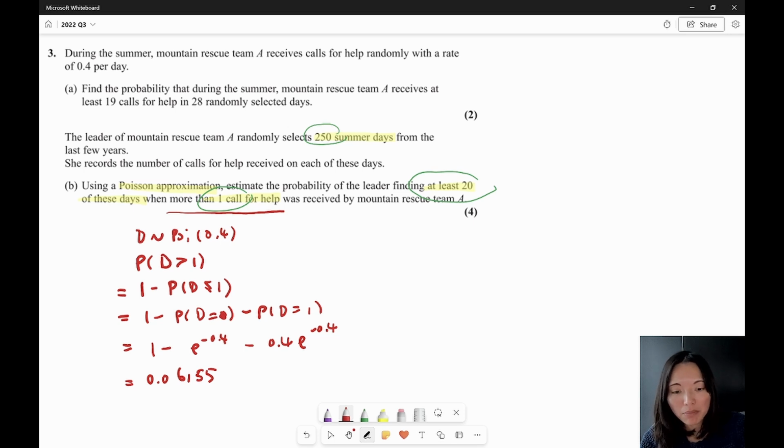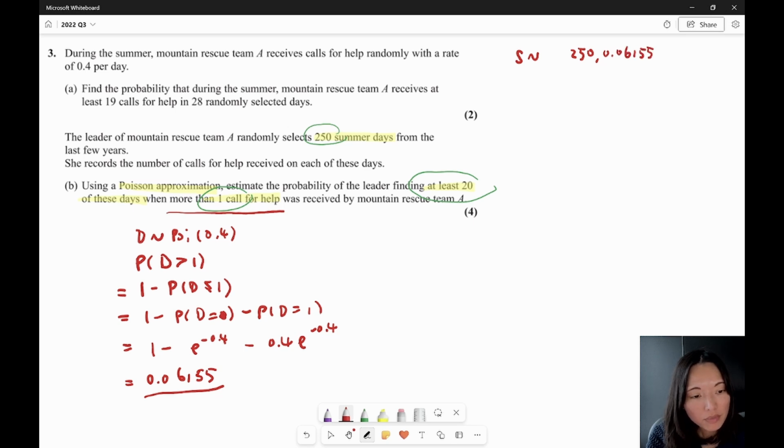So let me repeat. The team leader is looking at 250 summer days, and he's interested in getting more than or equal to 20 of these days with this probability of success. Now I'm going to introduce a new random variable. Let's call it S for summer. So there are 250 events, and the probability of success, as we just worked out, is 0.06155. So we've got a certain number of events, and we know the probability of success. So how do I work out the probability that I've got at least 20 success events?